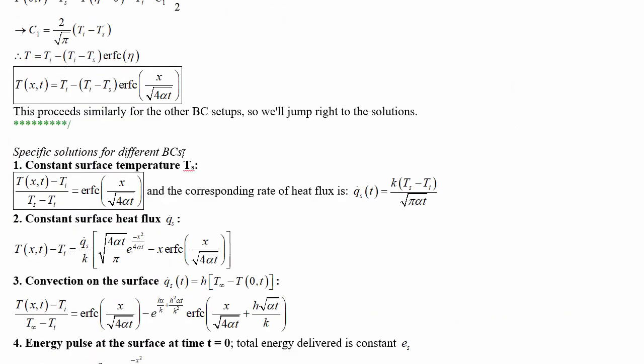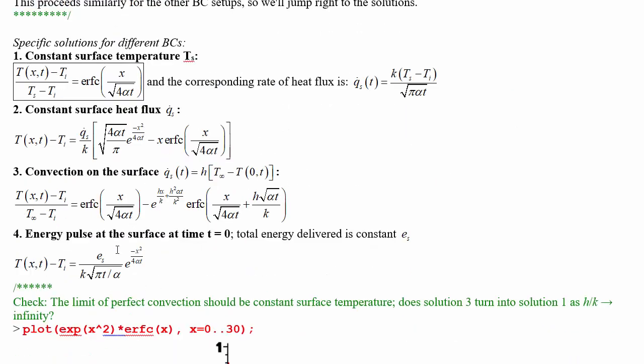So the results depend on what surface boundary condition you're talking about. If you've got a constant surface temperature, it turns out it's the complementary error function of position, so depth into the object, over root 4 alpha t. If you've got constant surface heat flux, then another formula, but again still involving these error functions.